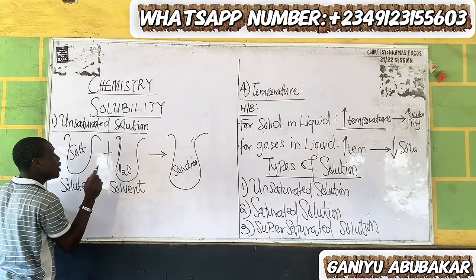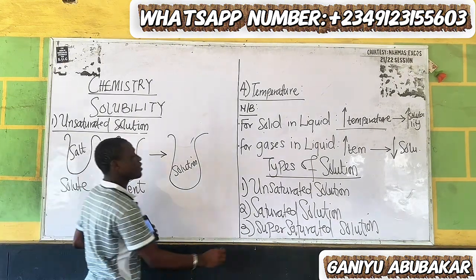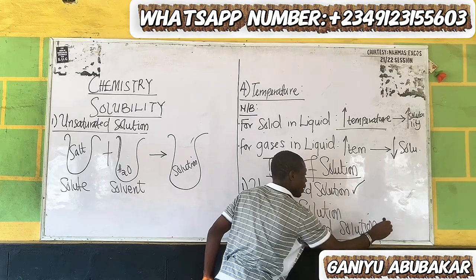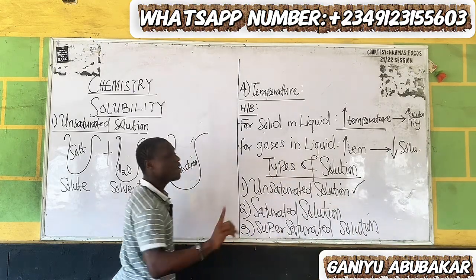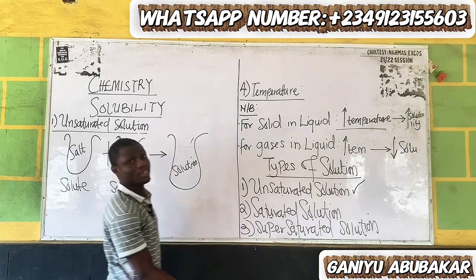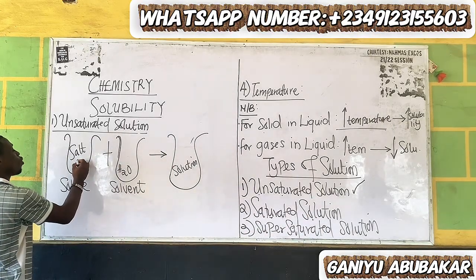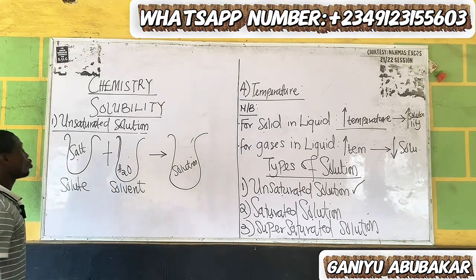Why? Because we know that salt and water can be dissolved. So the idea is this: if something can dissolve in water, call it what? Unsaturated solution. If it cannot, call it what? Saturated solution. That's the idea. So for this one here, salt combined with water gives you salt solution.